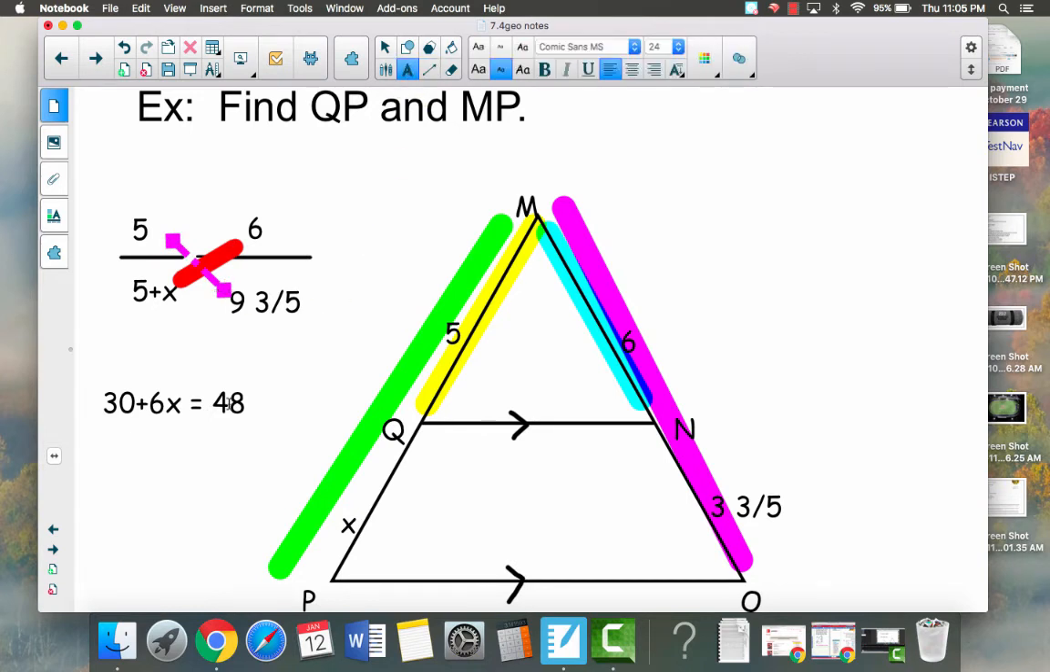Okay, so now we just solve. So when I solve this, I'm going to subtract 30 over. So I get 6x equals 18. And then lastly, x equals 3. So we found what x was, and that's great.